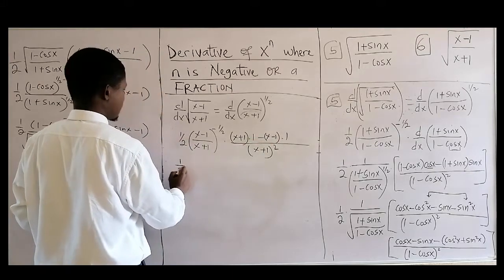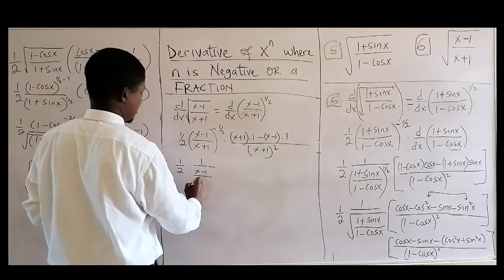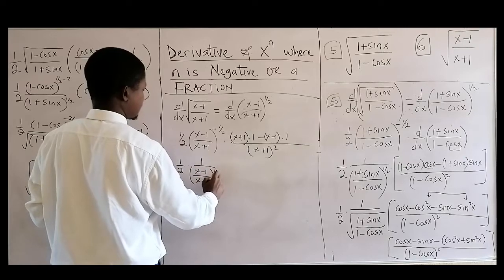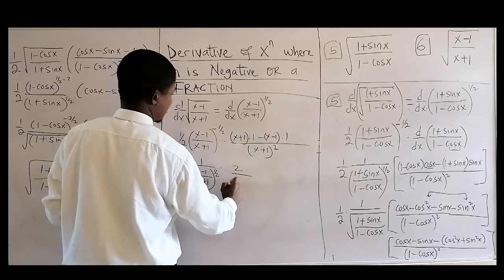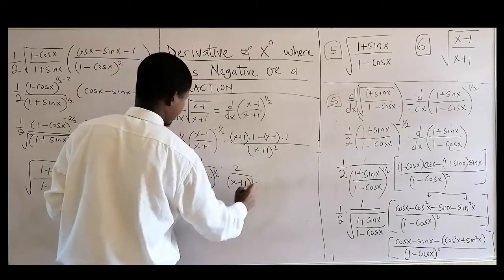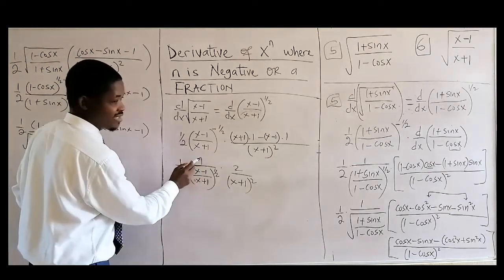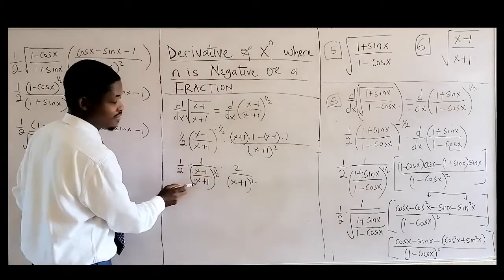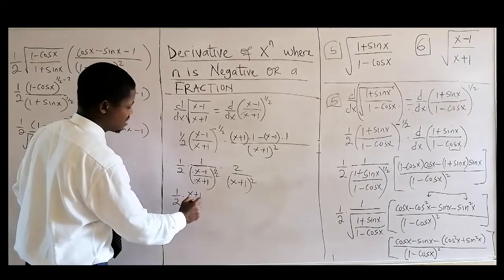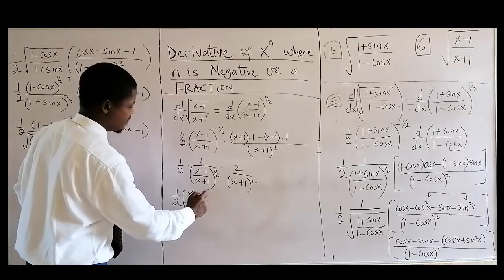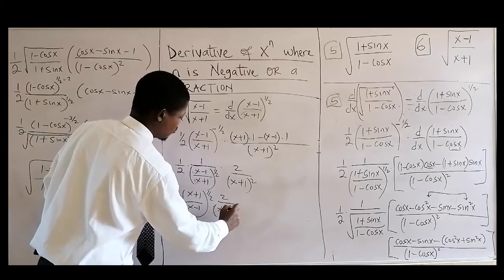So we're going to have half times 1 over x minus 1 over x plus 1 power half, times, this will be 2, 1 plus 1, 2 over x plus 1 all square. And this one, you have a fraction here, and there is 1 here. So you are reciprocating the fraction. So which will be half into bracket, this will flip upside down. So that will be x plus 1 over x minus 1 power half, and then times 2 over x plus 1 power 2.